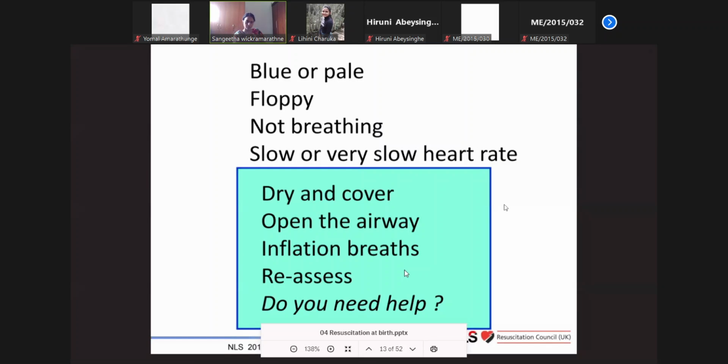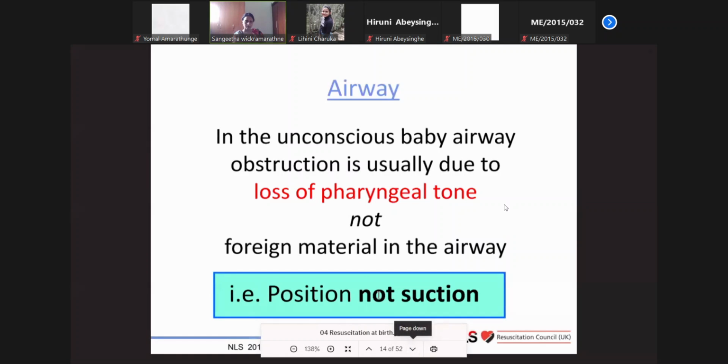Again, reassess, right? Then, depending on the findings of the reassessment, you will decide the next step. That's how you go following birth.